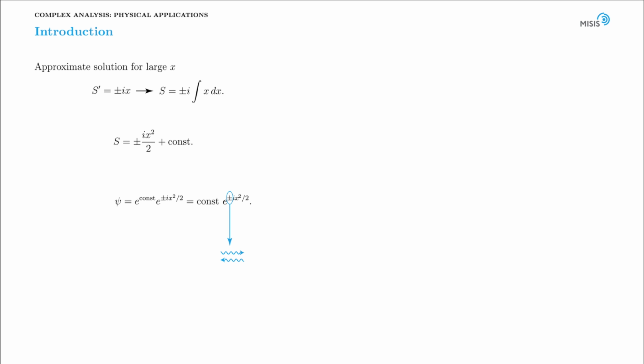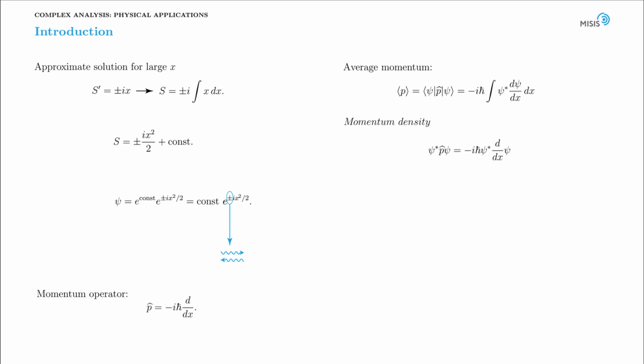To see it, we may compute the particle flux. Actually, the average momentum will suffice. As we remember, the momentum operator in quantum mechanics is a simple derivative. The momentum average is the corresponding scalar product. And the following bilinear combination of psi's plays the role of momentum density. Let us plug in our asymptotic wave function psi and obtain the momentum density.